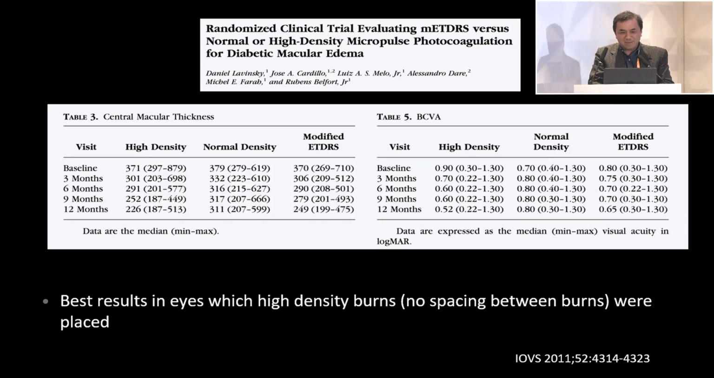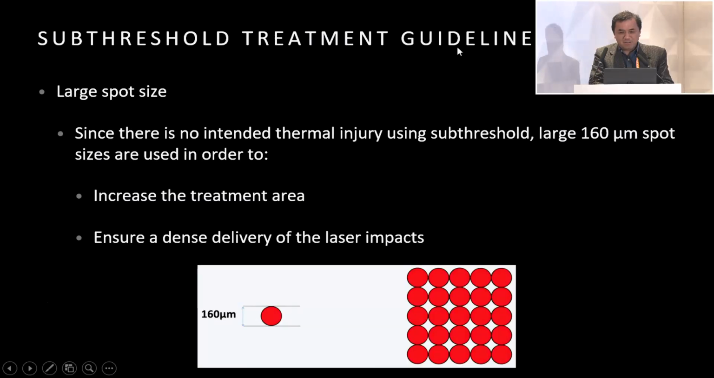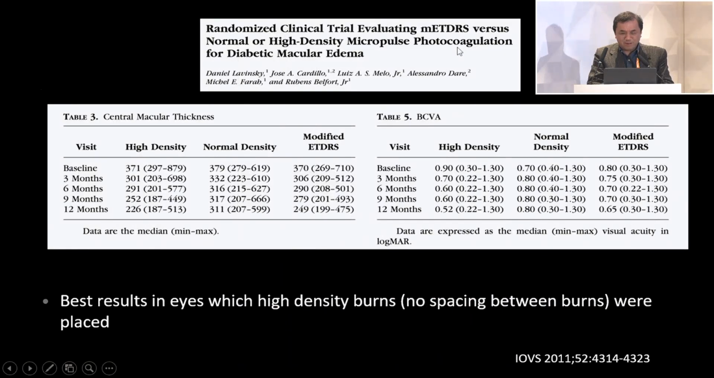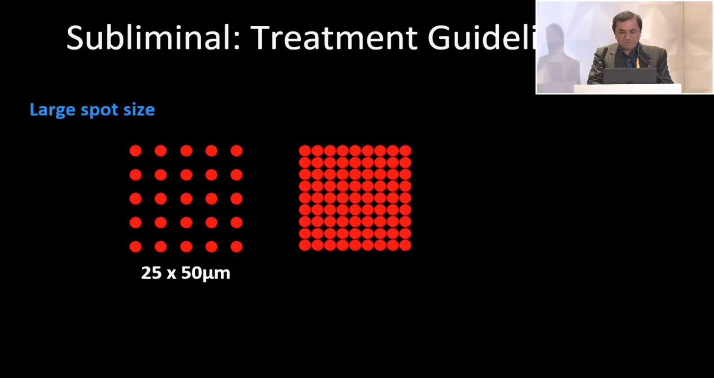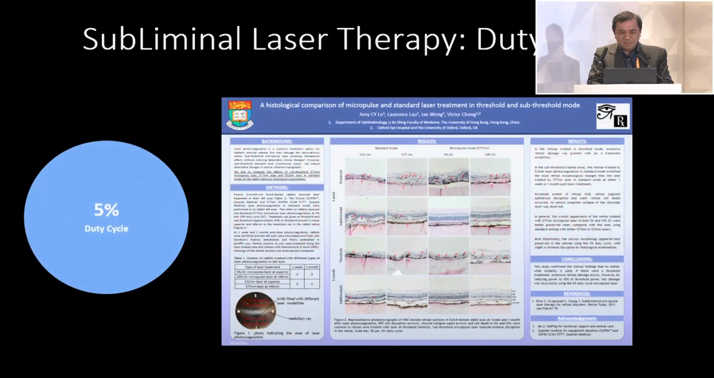And this is an example. The Brazilians did a study here where they did high density, normal density, and conventional modified ETDRS. And here you can see that for the most part, the best results were in people where there was a high density. Let me skip this. And finally, talking about the duty cycle.